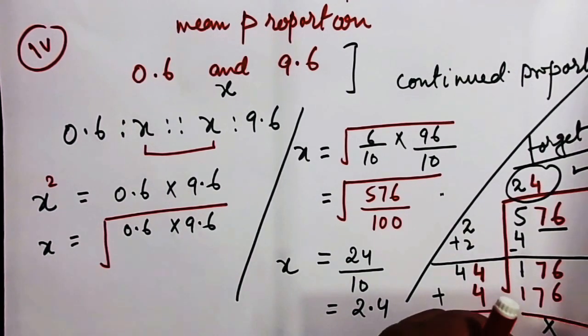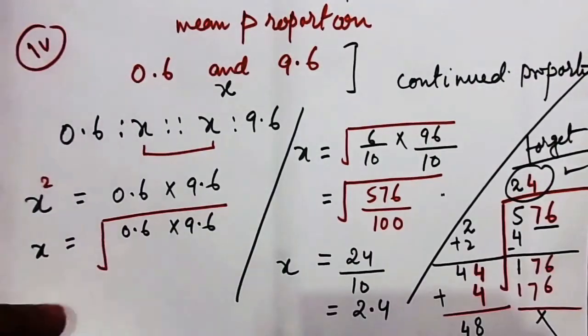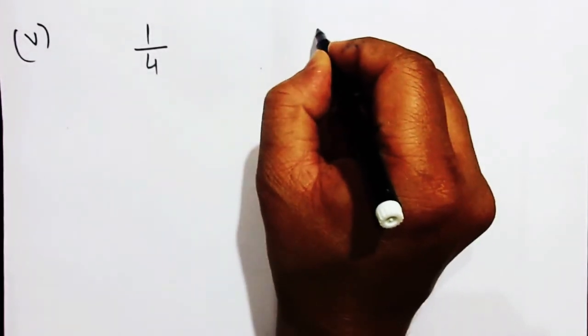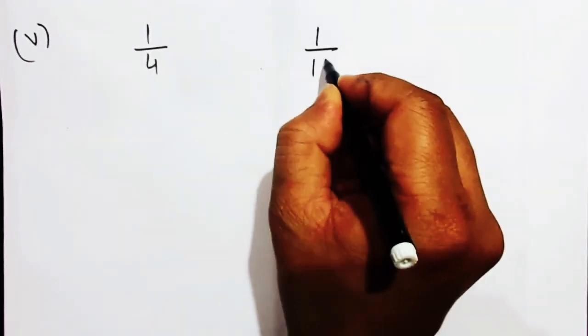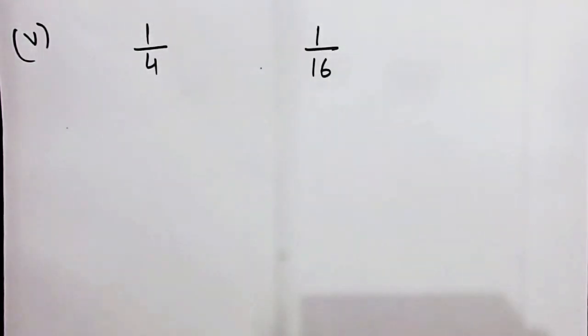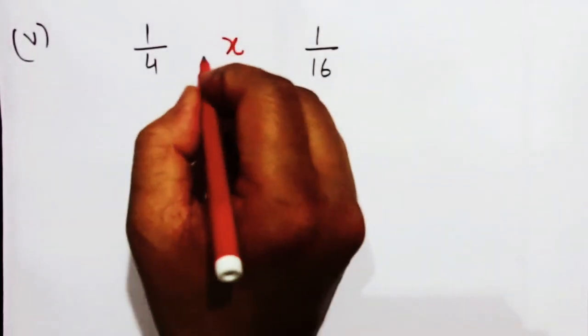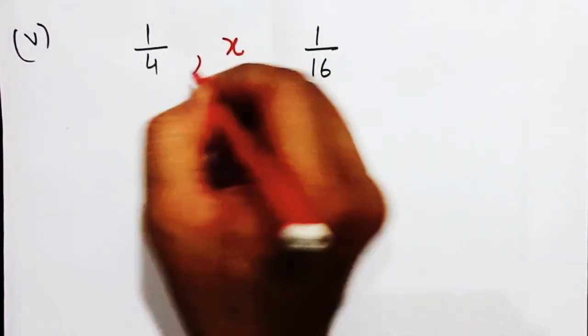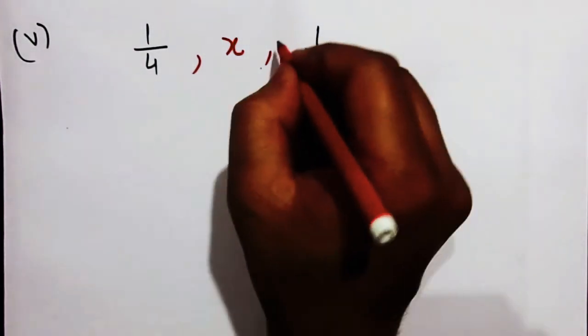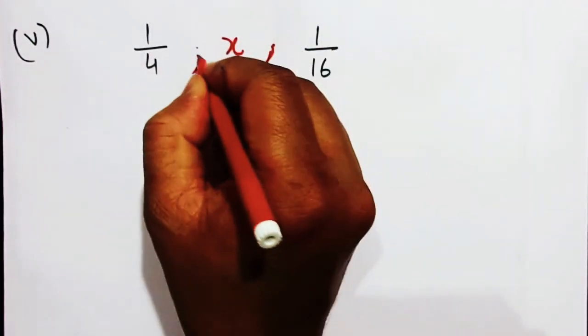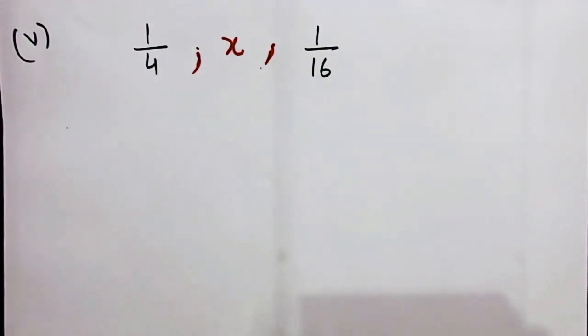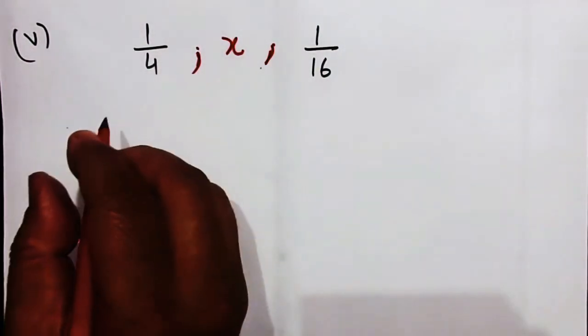Okay. The last one, number 5, is very important. Why? Because they have given you the same sum to find the mean proportion, but instead of numbers, they have given you fractions, so it doesn't matter. Though I said it is very important, if you know the process, nothing is impossible. Come on, let's do it.